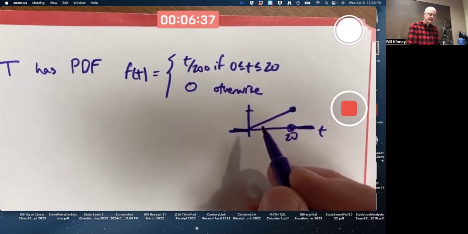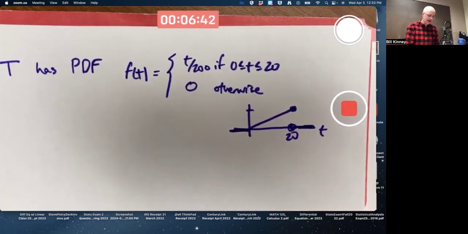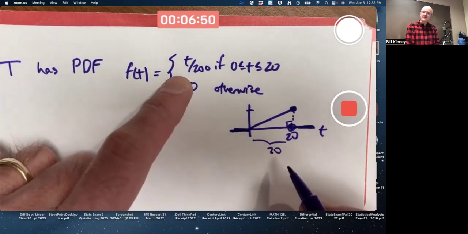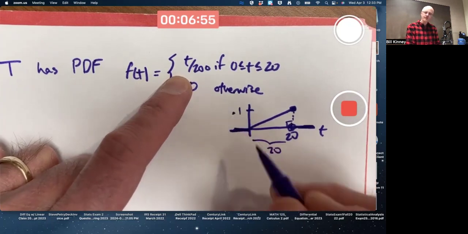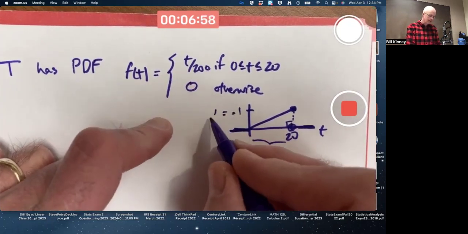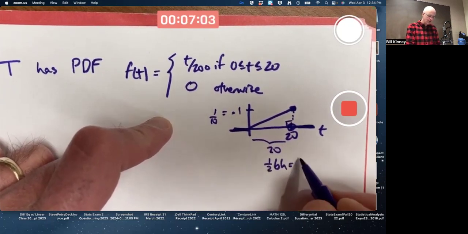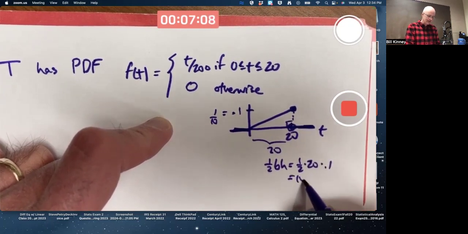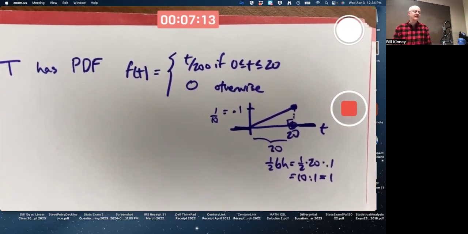You didn't have to do this, but it might be worth realizing you should or could check that this is a probability density function, that the total area under it is 1. And you don't even have to do an integral here because the shape is a triangle with base of 20. And what is the height? Plug in t equals 20 into that formula, you get 20 over 200 or 0.1, 1/10. The area of the triangle, 1/2 base times height, is 1/2 times 20 times 0.1 is 10 times 0.1 is 1. That's the area under this graph.